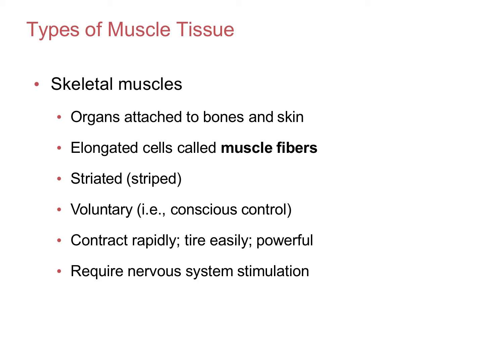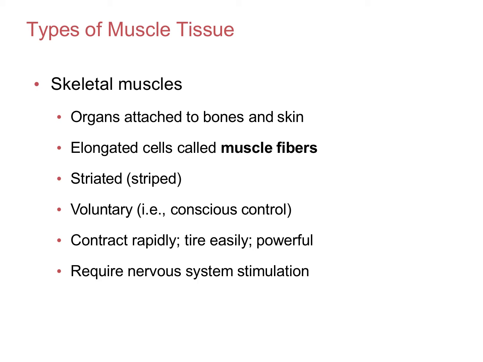Most of the time, normally, your biceps doesn't just start contracting. Sometimes it does happen. You get a little muscle spasm. Okay? But most of the time, you have to actually think about it for it to happen. Okay? These muscles contract quickly. They tire easily. Because they contract very quickly, they are powerful.